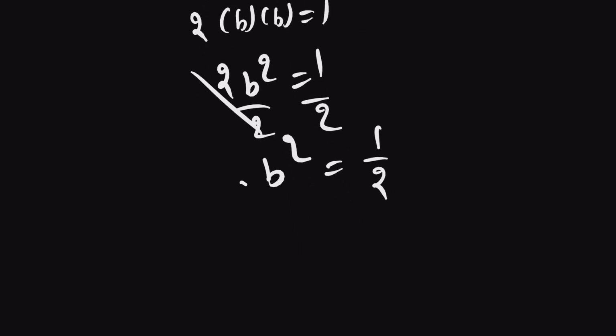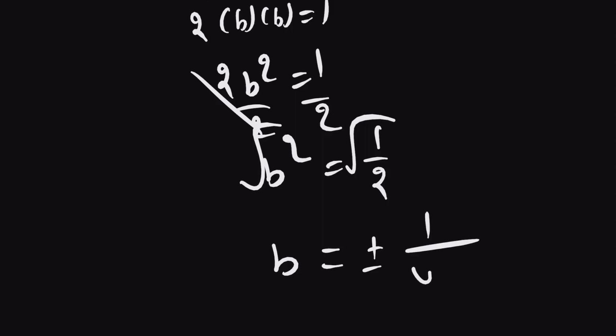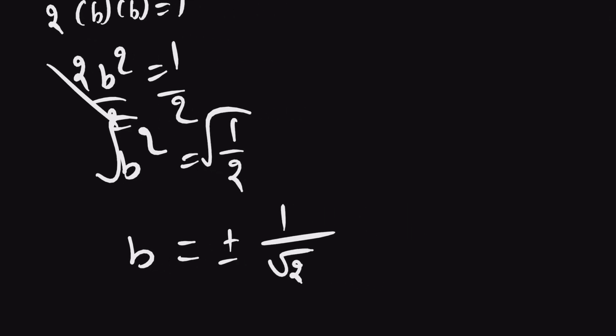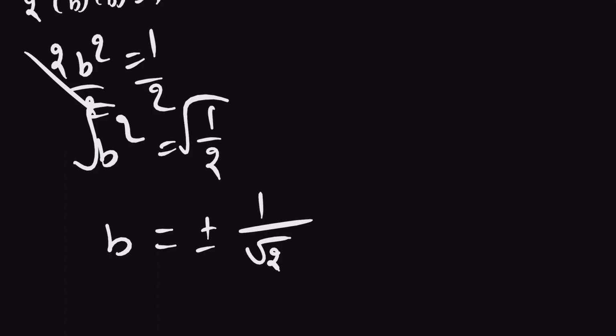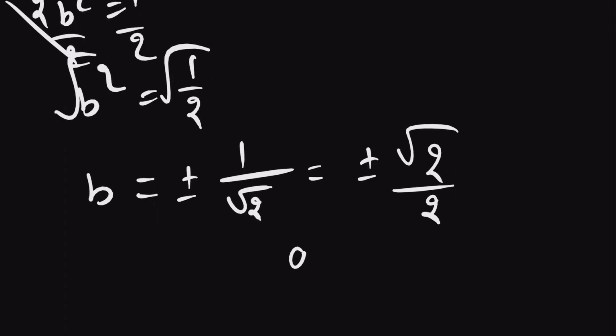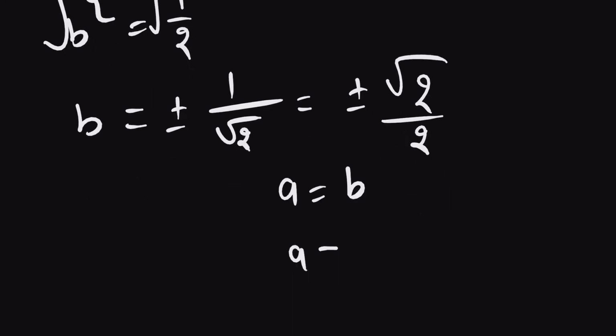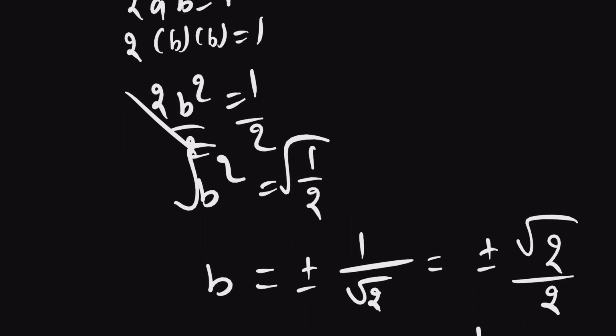And if you square root both sides, you get that b is equal to plus or minus 1 divided by the square root of 2. And if you want to rationalize this, you multiply by square root of 2 over square root of 2. You obtain plus or minus square root of 2 divided by 2. And since a is also equal to b, that means that a is also equal to plus or minus square root of 2 over 2. So now we can go back and solve this.